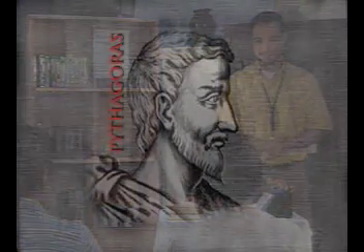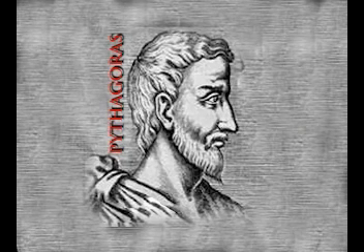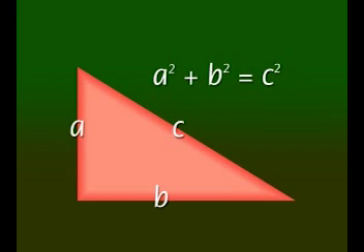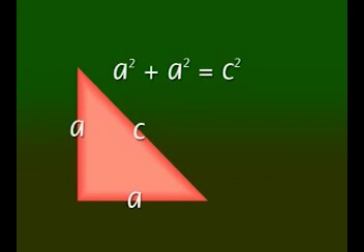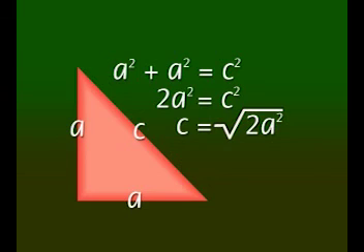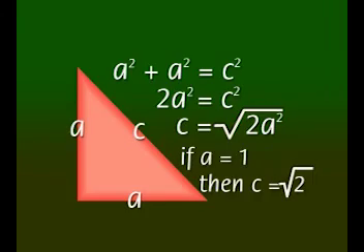We find, for example, that thousands of years ago, Pythagoras, that master of the right triangle, had the idea of irrationals when he thought of a right triangle with unequal legs and applied his famous theorem, a squared plus b squared equals c squared. But if the legs of a triangle are equal, the relation becomes a squared plus a squared equals c squared. 2a squared equals c squared. c equals the square root of 2a squared. If a is equal to 1, then c is equal to the square root of 2. So root 2 is the original irrational number.